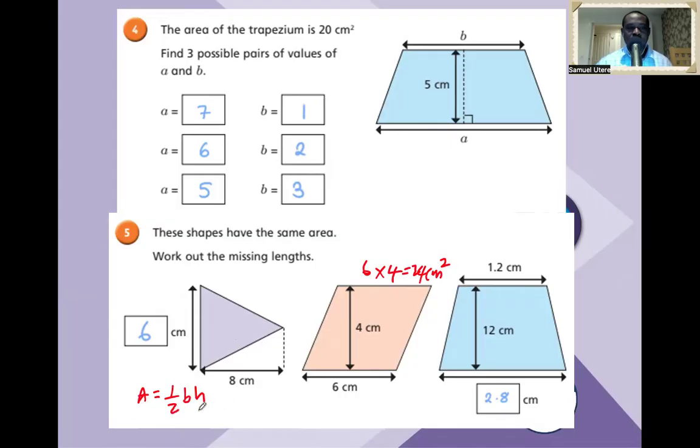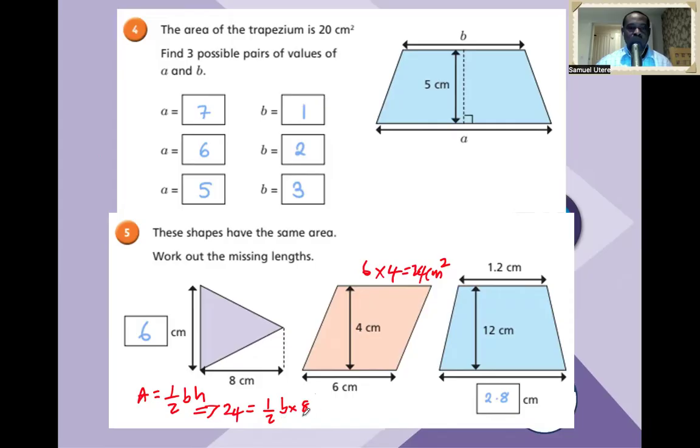So if we keep going, we'll have 24 is equal to half of, we don't know the base, we know the perpendicular height. So half of the base times the 8. So half of 8 is 4.